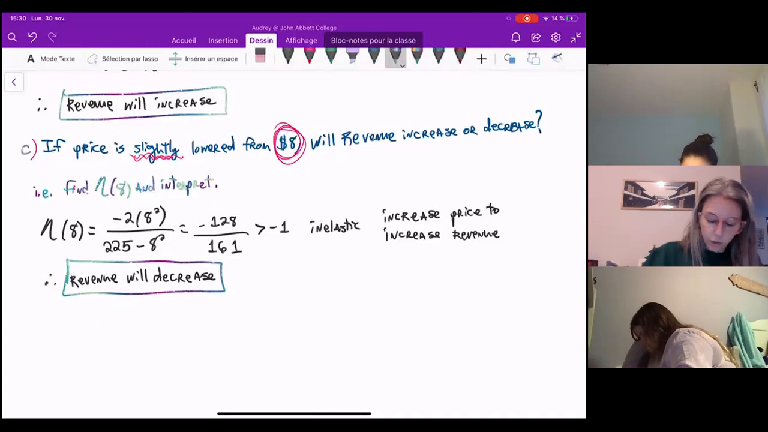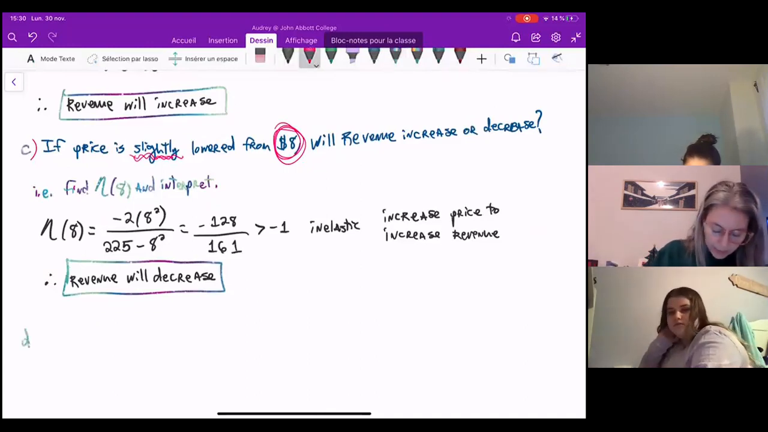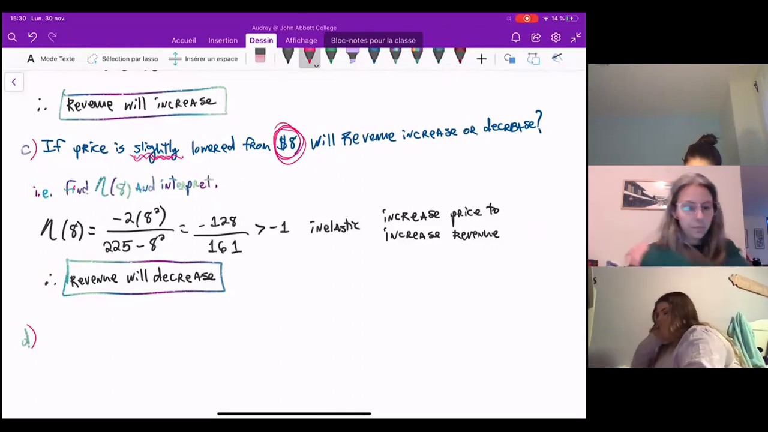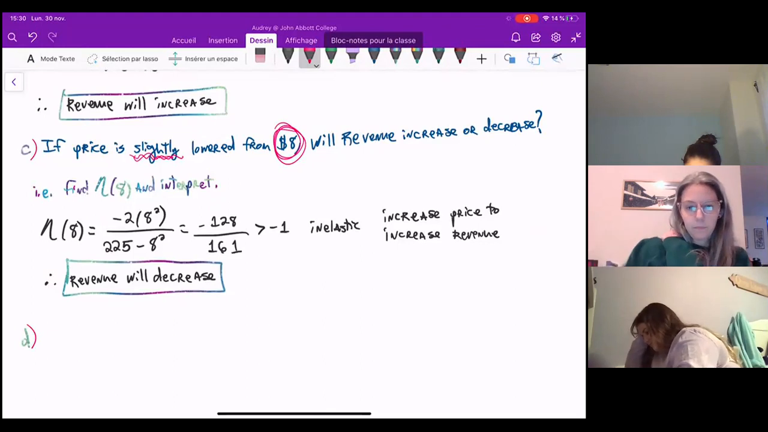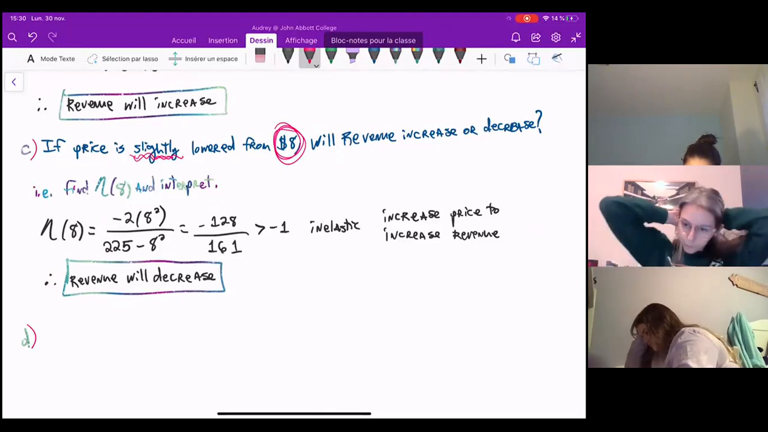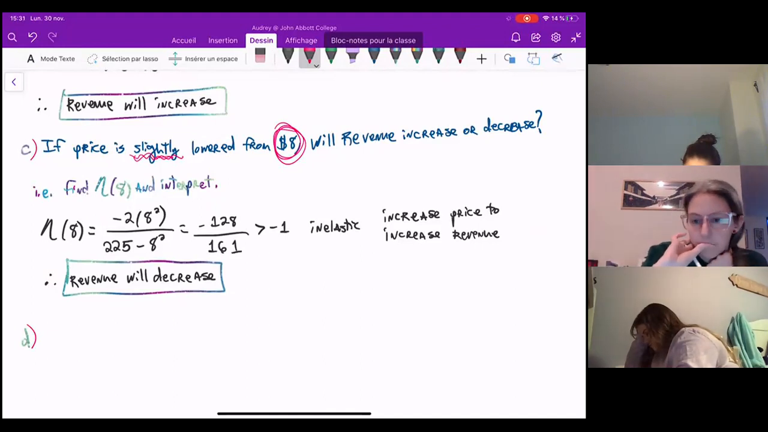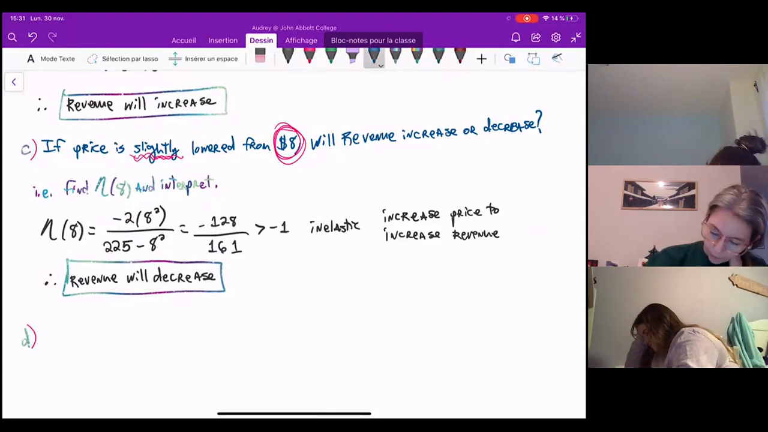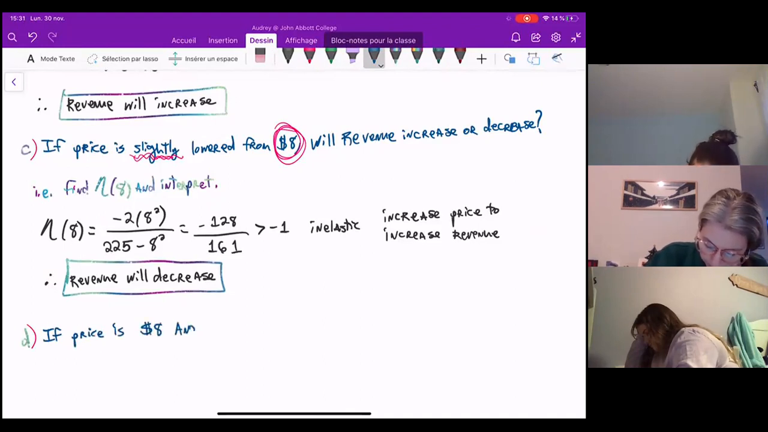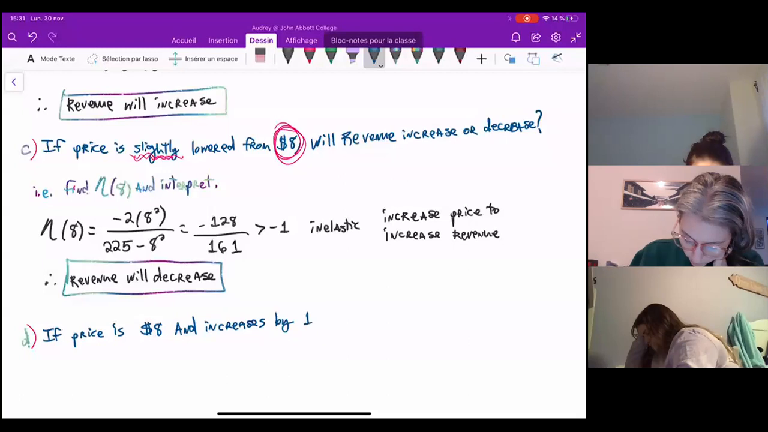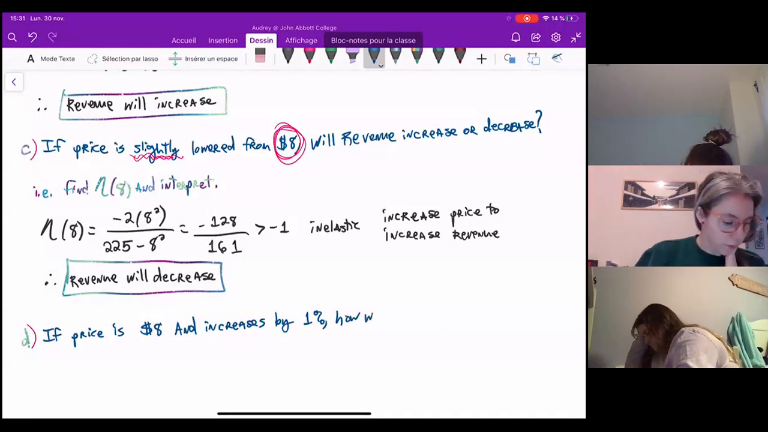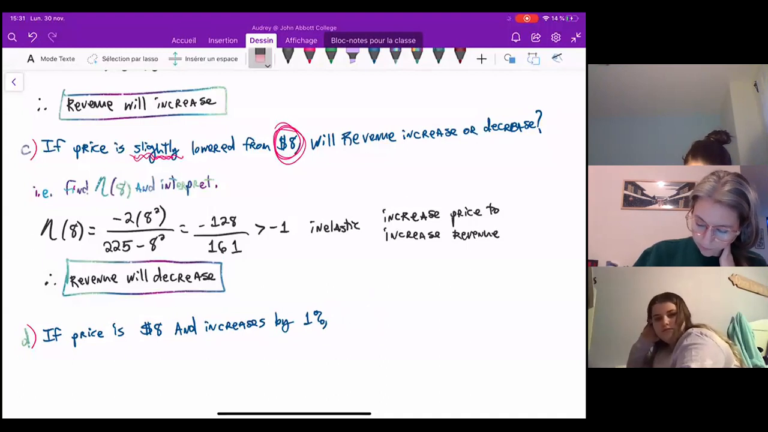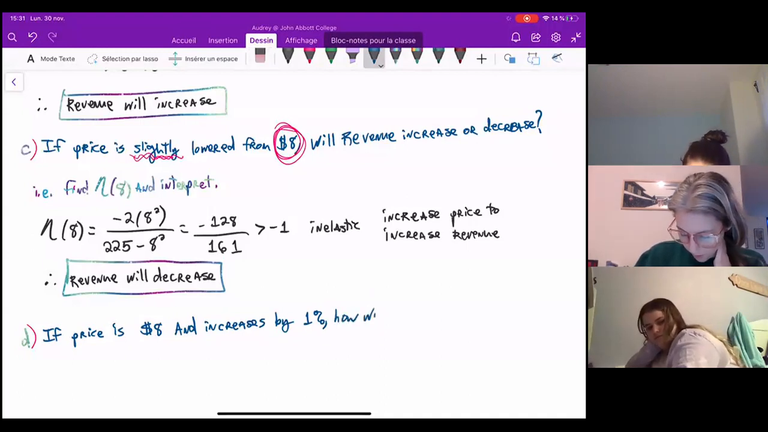Are there any questions about these two questions? This is just another way that you could ask for elasticity without specifically saying, find elasticity. Okay, so if price is $8 and increases by 1%, how will quantity change?